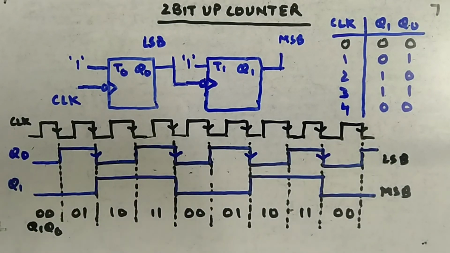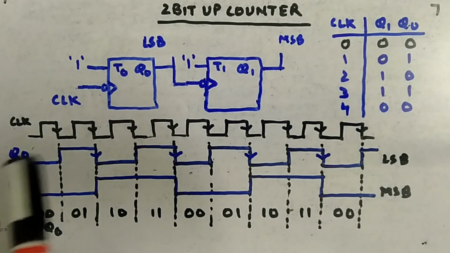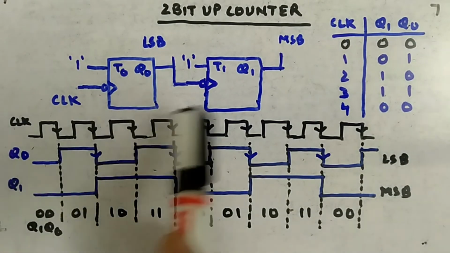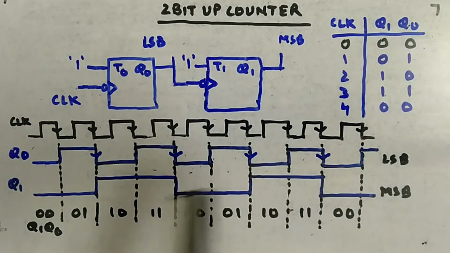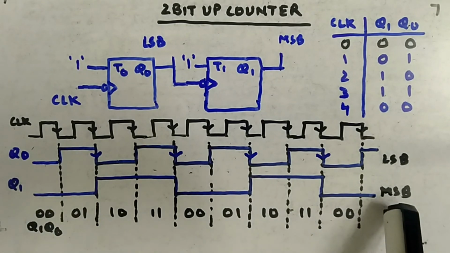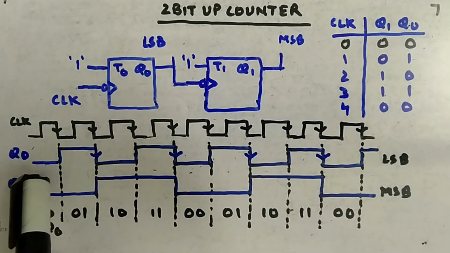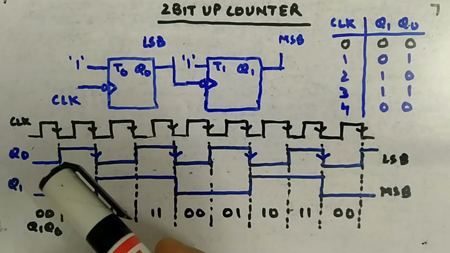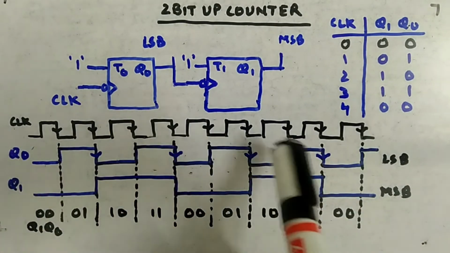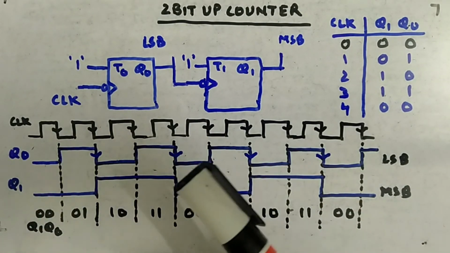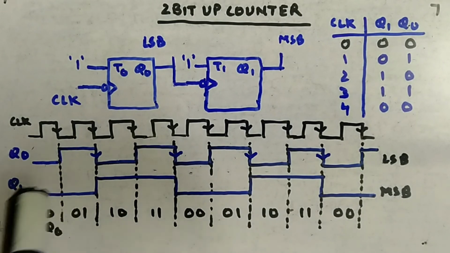I have taken 1 2 3 4 5 6 7 8 9 clock pulses, so that you can see the repetition of the sequence. This is the output Q0 here, and this is Q1 here. Q0 is your LSB, Q1 is your MSB. How will this curve be made? You can see this is similar to clock signals, just the frequency is changed.